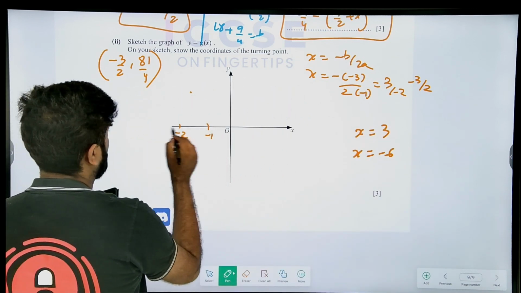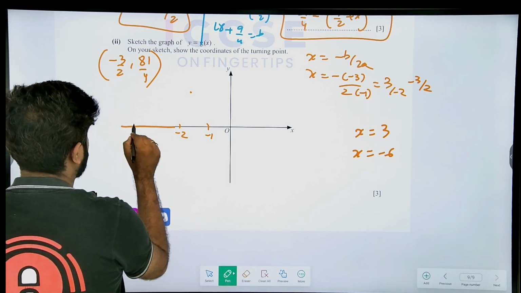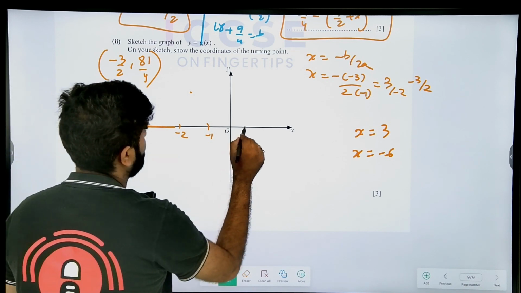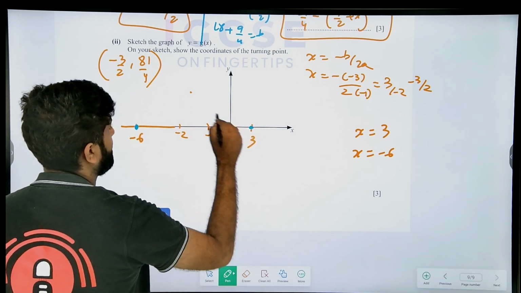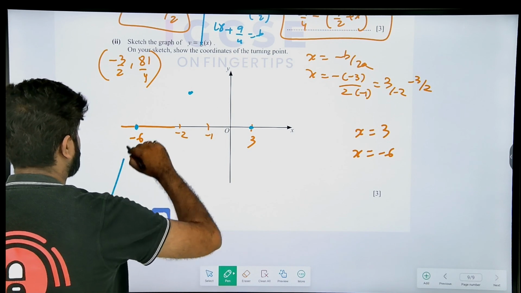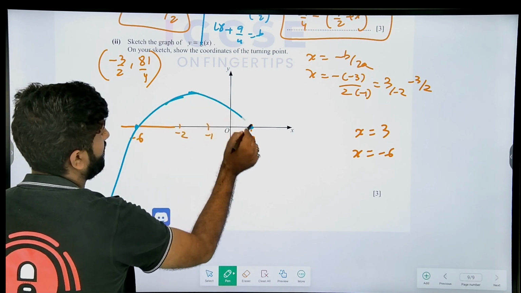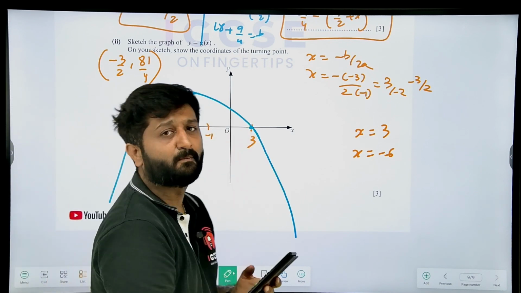So I'll have to extend this line. Let me just extend this line. Let's say this is my negative 6 and this is my 3. So from these, this is my first point, this is my second point, and this is my third point. So from these 3 points, I'll draw a U-shaped parabola.